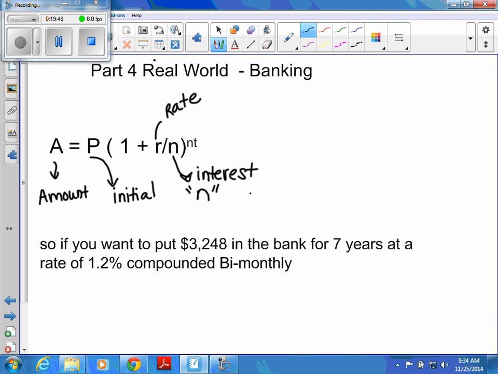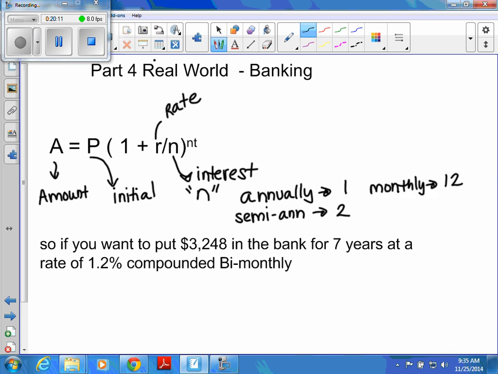Some banks will give you your interest annually. How many times a year do you get your interest? Only once. Sometimes they give it to you semi-annually. How many times do you get your interest? Twice a year. Some banks will give your interest monthly. How many times a year? 12. Some banks will give it to you weekly. How many times a year? 52. Some banks will even give it to you daily. How many times a year will you get your interest for daily?